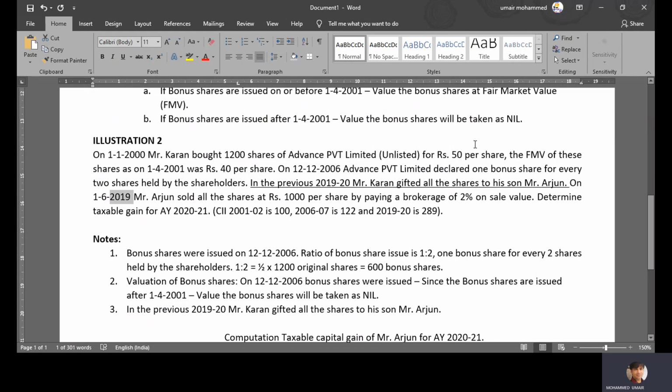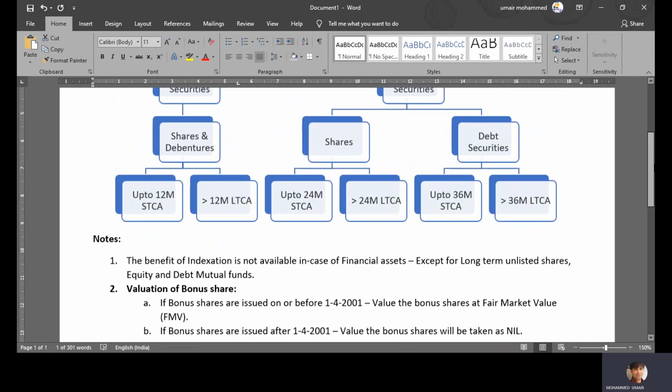So 24 months is the period of holding, right? So don't get confused with this. Even though the original owner got the shares only in the previous year, the original owner had this, right? He bought it in 2000. Now since the shares were gifted, out of love, free of cost, we are considering the cost of the previous owner, and therefore this date also we are considering of the previous owner. So this is obviously more than 24 months, and it is therefore a long-term capital asset.